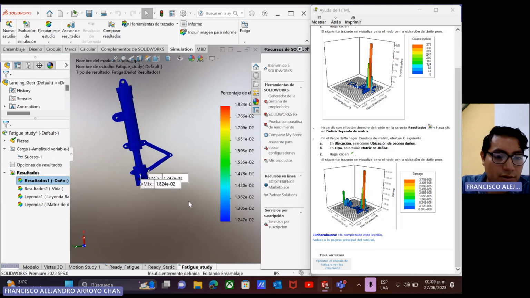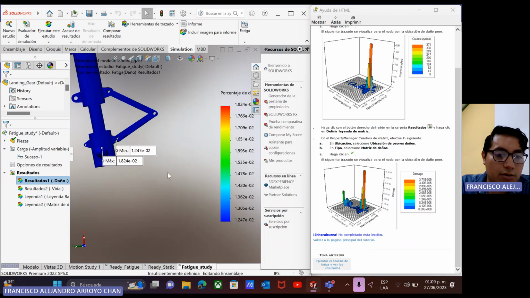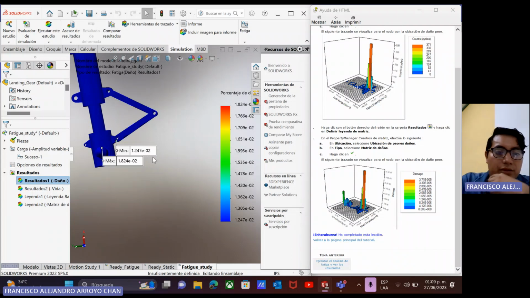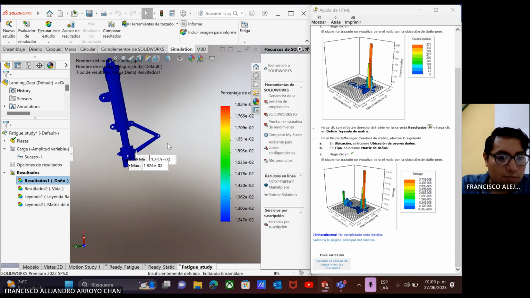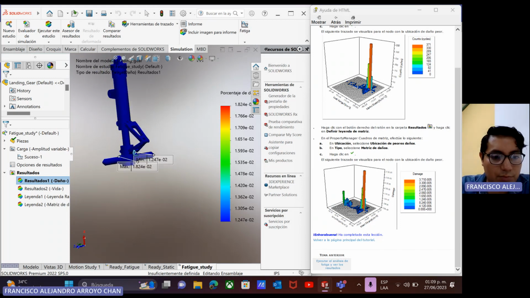For example, the first results and the maximum about the damage. Those are the points. For example, here is the minimum, like 1.2%, and the maximum damage 1.8. Those are the points of damage.